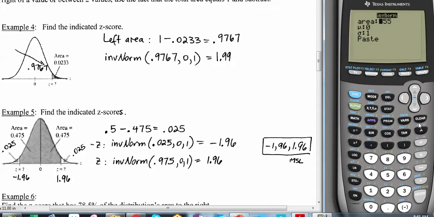So in order to find the z-score, I'm going to do second distribution, go down to inverse normal. The area that I need to enter is the 0.9767. It's still a z, so 0 and 1. Go ahead and hit enter. And that would give us a z-score of about 1.99.